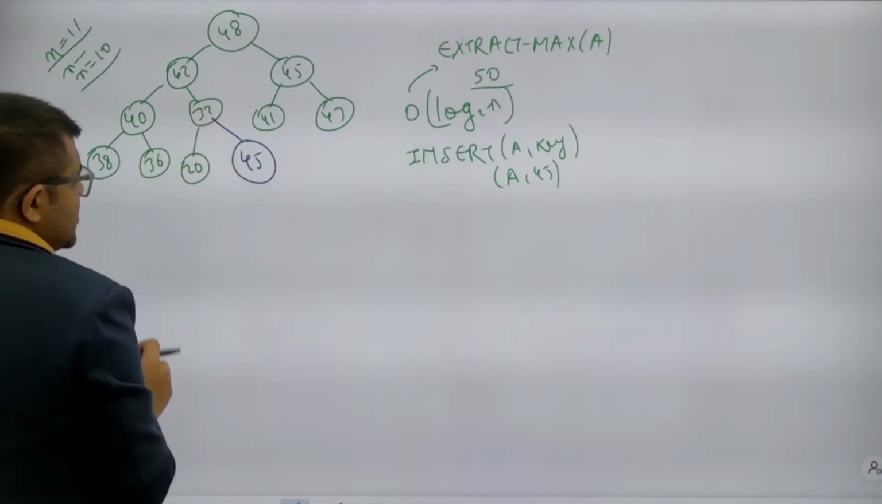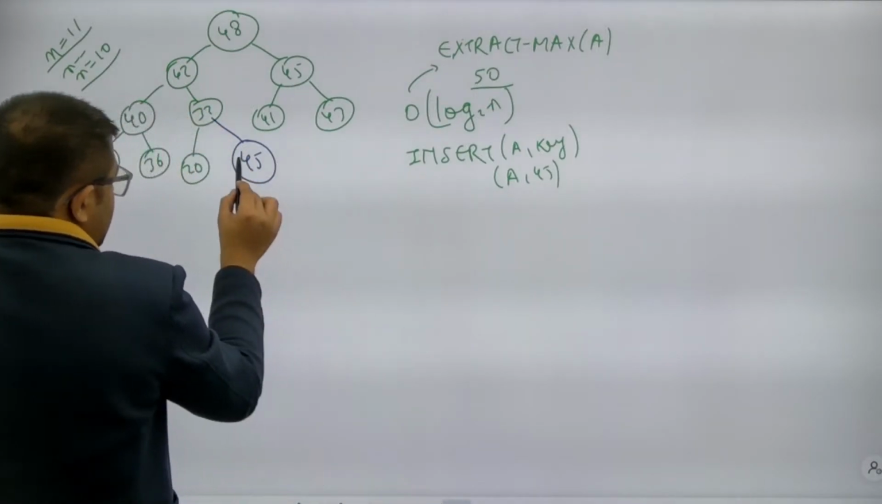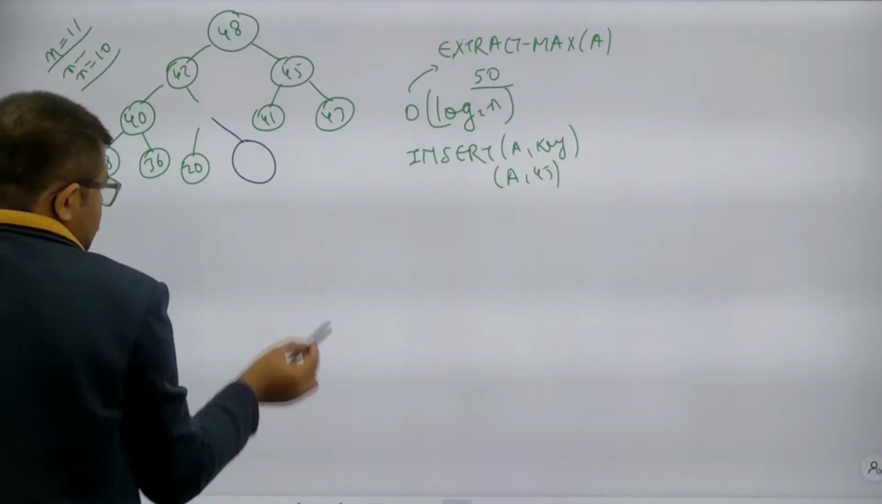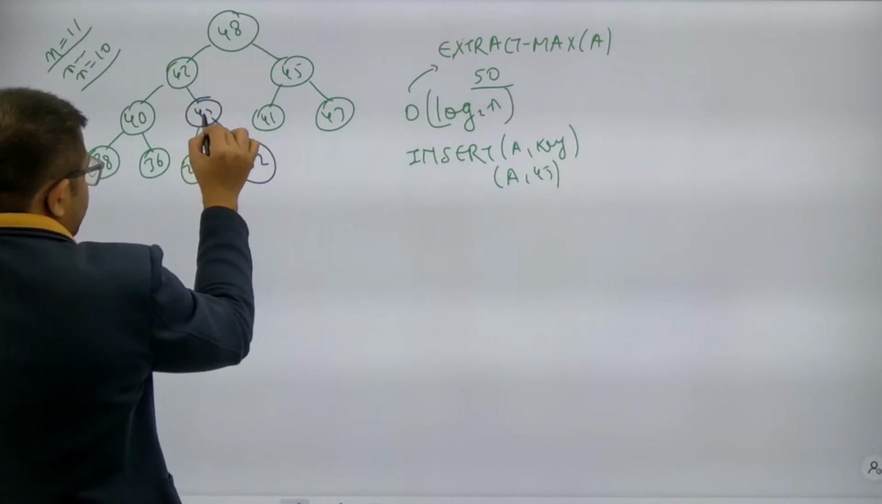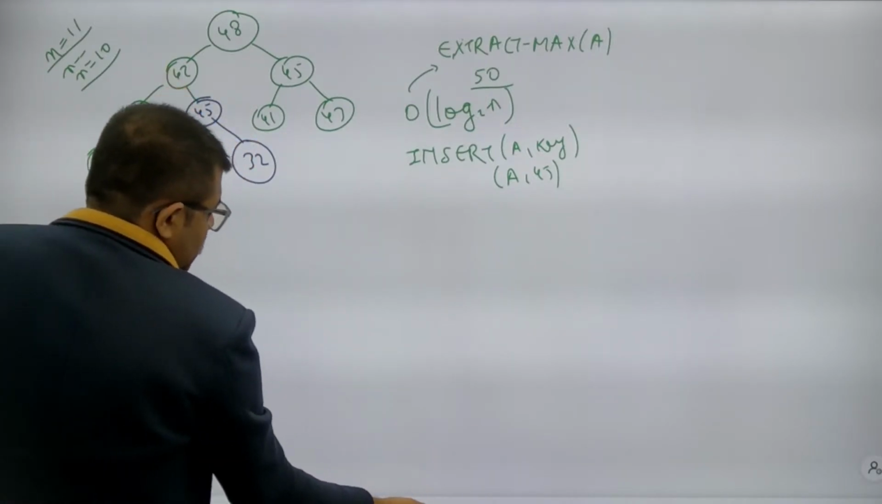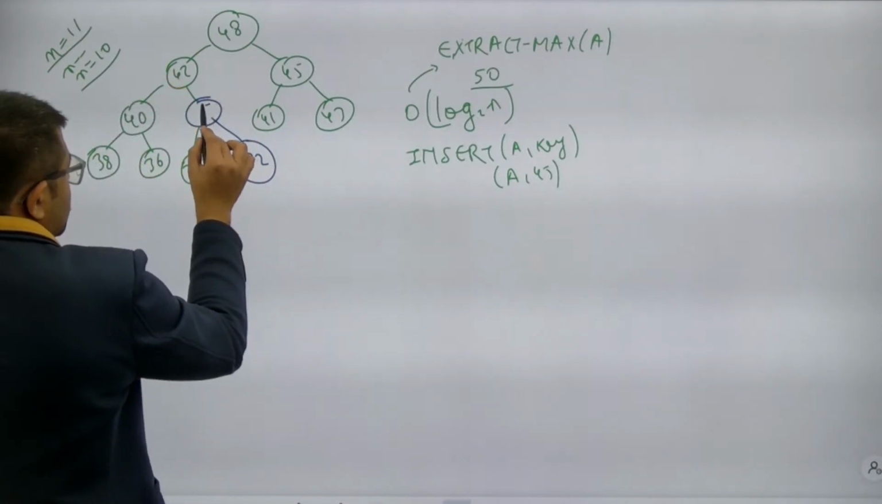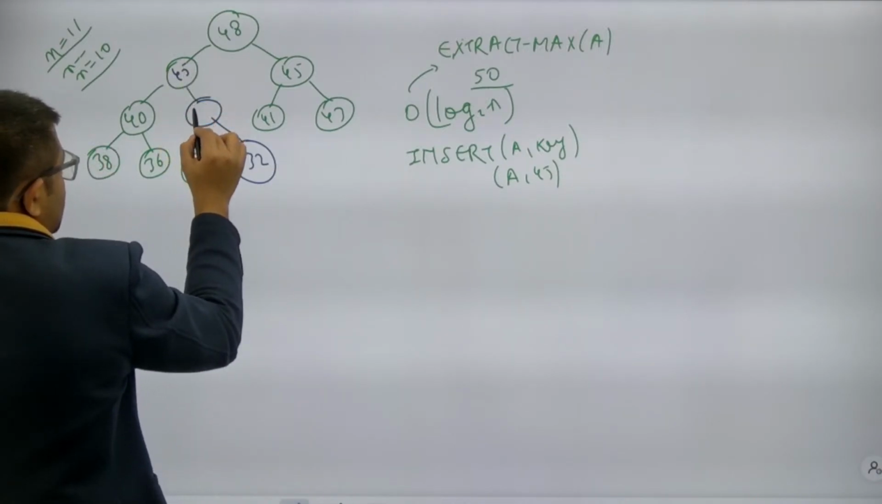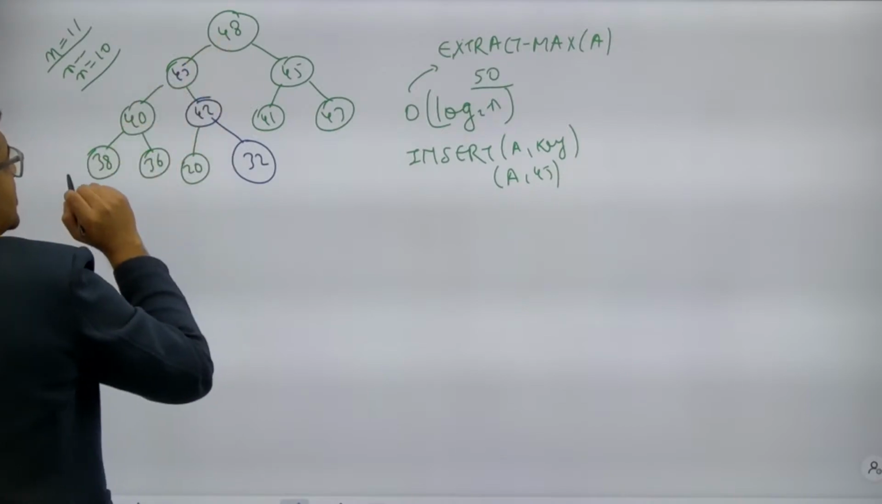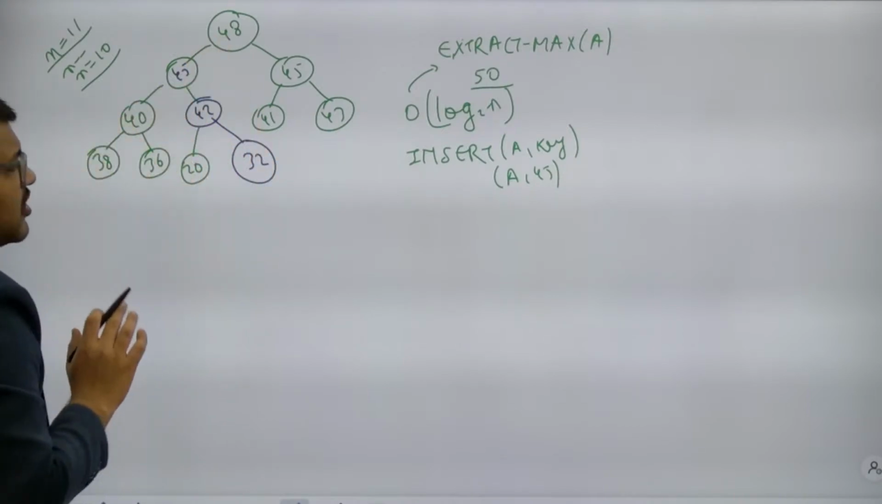Now 45 is greater than 32, so 45 and 32 will be exchanged. So 32 will come here and 45 will come here. Now 45 is greater than 42, so again these two will be exchanged. So 45 will come here and 42 will come here. Now 45 is less than 48, so nothing will happen and we got the max heap.